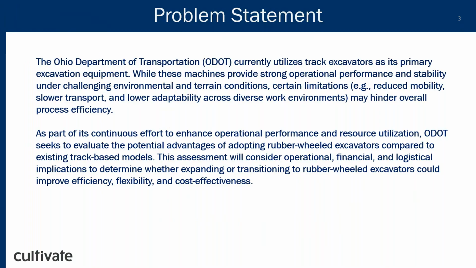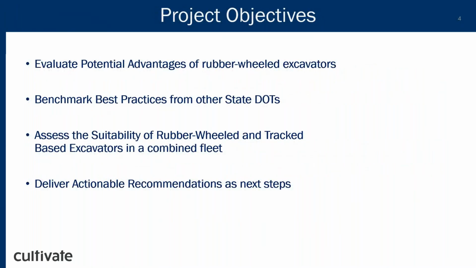So we concentrated on things like operational, financial, and logistical comparisons between the two types of equipment. And then later we realized that we should also include the grade-all information for this too, because that's an equipment type that's been used across the US and also within the Ohio DOT. So this is what we were tasked to do. We were supposed to evaluate any potential advantages of rubber-wheeled excavators, benchmark what other states are doing, assess the value of a mixed fleet, and then add some deliverable action items on top of that, or recommendations.